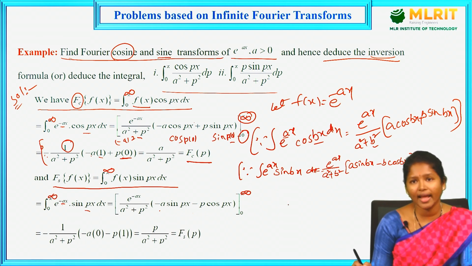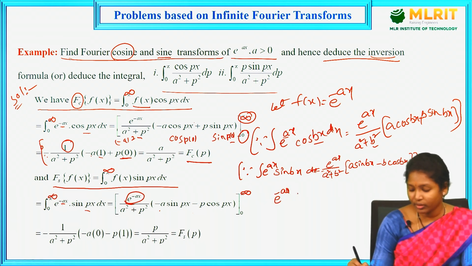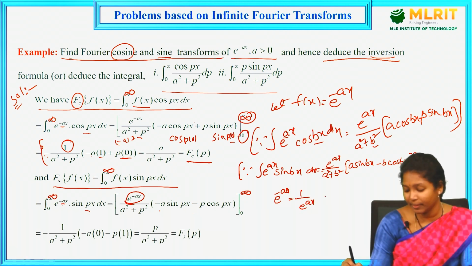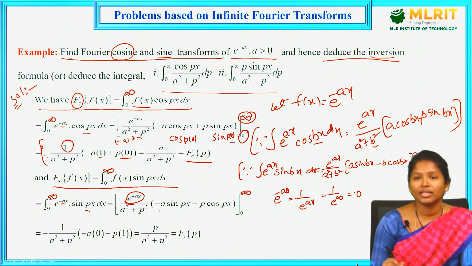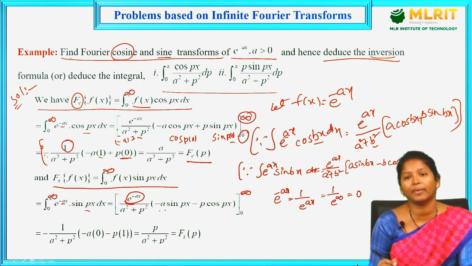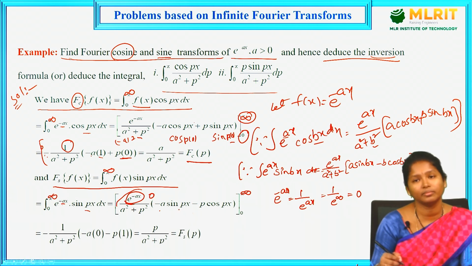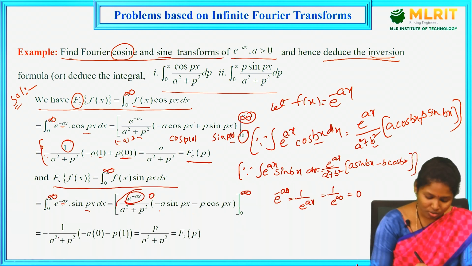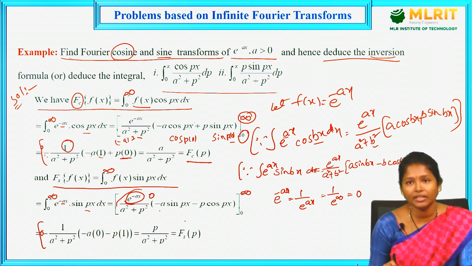Again I am discussing here: the e power minus ax term is there, so we can write it as 1 by e power ax. We substitute the upper limit, 1 by e power infinity, so that is 0. That means when you substitute the upper limit, the term will be 0. 0 into the whole term means 0 into anything is 0. The first term will be 0. So next we will apply the second limit, that means the lower limit.